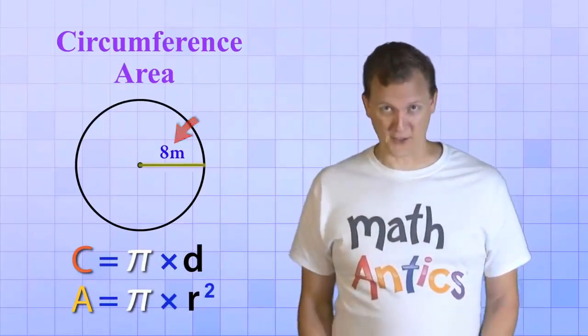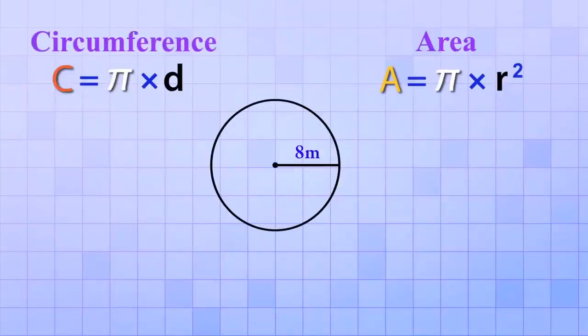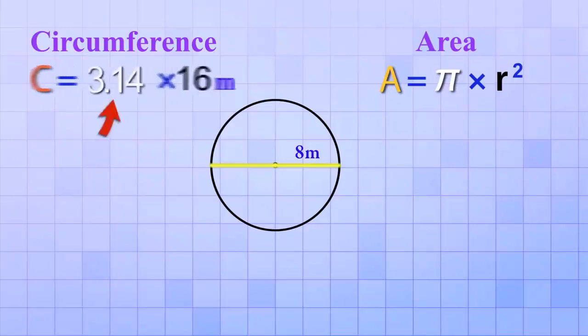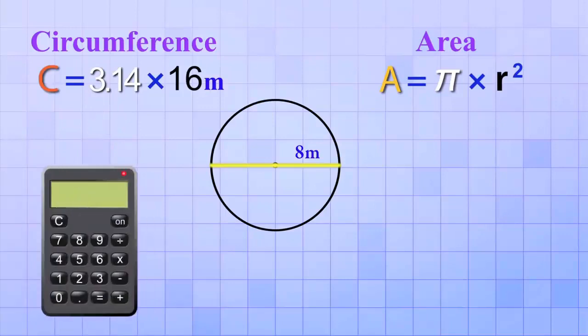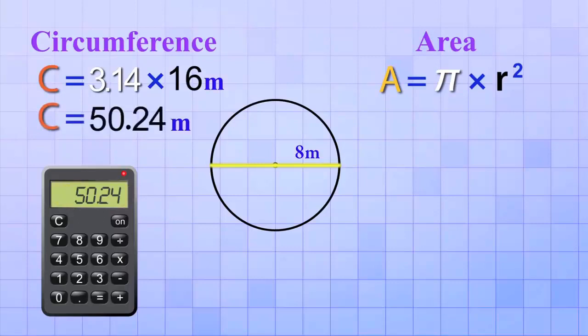Luckily, that's all we need to know. First, we use our formula for circumference. Circumference equals pi times diameter. To get the diameter, we take the radius and we double it. That is, we multiply it by 2. 2 times 8 equals 16, so the diameter is 16 meters. Then, we multiply that by pi to get the circumference. Since this is decimal multiplication, I'm going to use a calculator. 16 times 3.14 equals 50.24. So that means that the circumference of this circle is 50.24 meters.